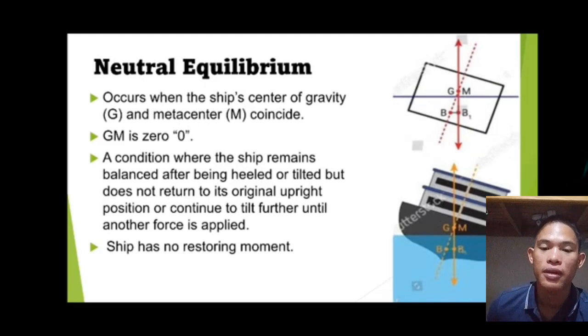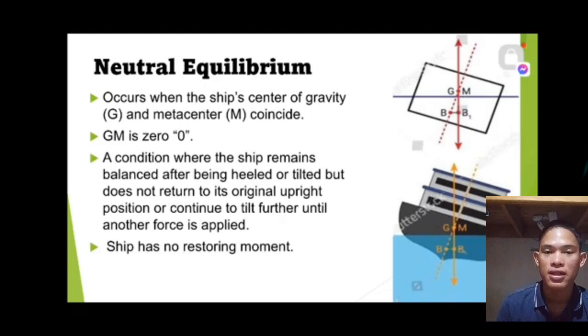The next one is neutral equilibrium. Neutral equilibrium occurs when the ship's center of gravity and metacenter coincide. So when they coincide, the metacentric height is 0. It is a condition where the ship remains balanced after being tilted but does not return to its original upright position, or continue to tilt further, until another force is applied, and the ship has no restoring moment.